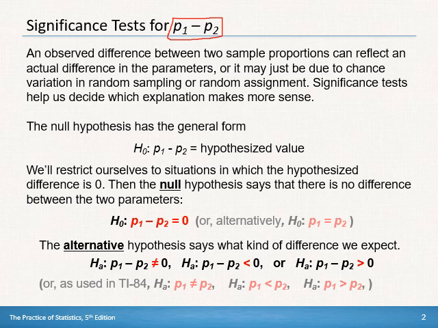It just takes a little bit of algebra, right? You take this inequality, for example, and you add P2 to both sides, and you get this one down here. So they're mathematically equivalent to each other, but one is how we say it in our book, and the other is more useful for being able to select the correct alternative hypothesis when we do the test in our TI-84.